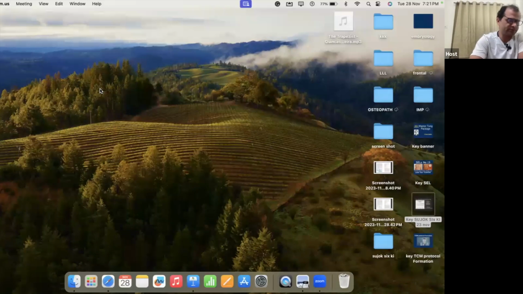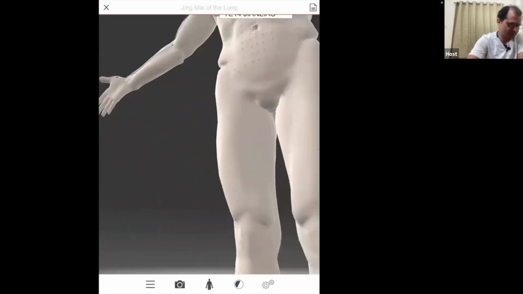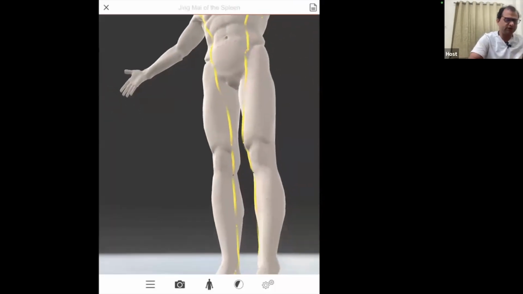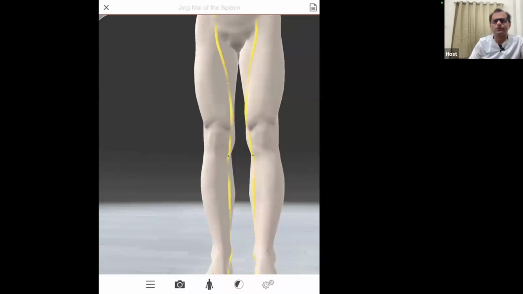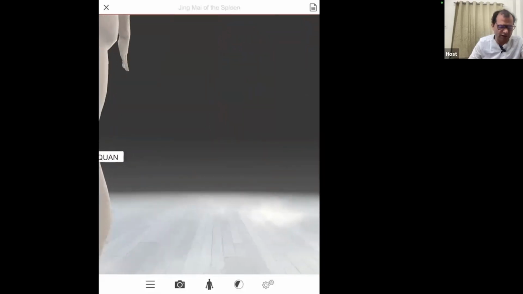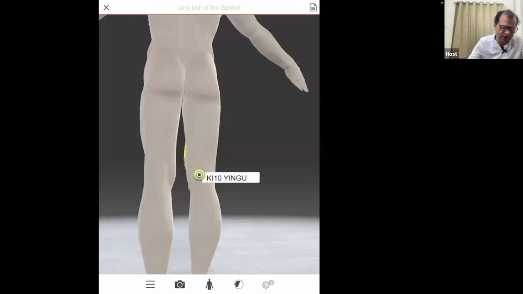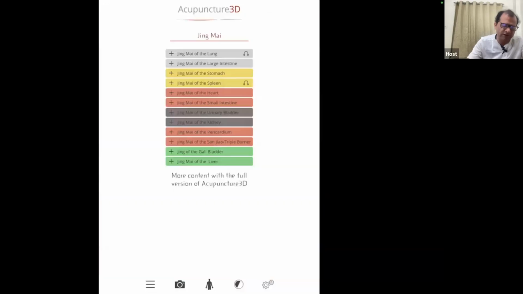Let's see the legs. अब हम लेग की बात करते हैं, चलिए, क्योंकि स्प्लीन मेरिडियन हमारे पैरों का मेरिडियन है. Now, if you look at the spleen, we can see the spleen in the front part. Now we will see how it is the front part. We have to compare the spleen, liver and kidney. हमें spleen, liver and kidney से compare करना है. If we are going to the back, this is the liver meridian, liver 7, liver 8.